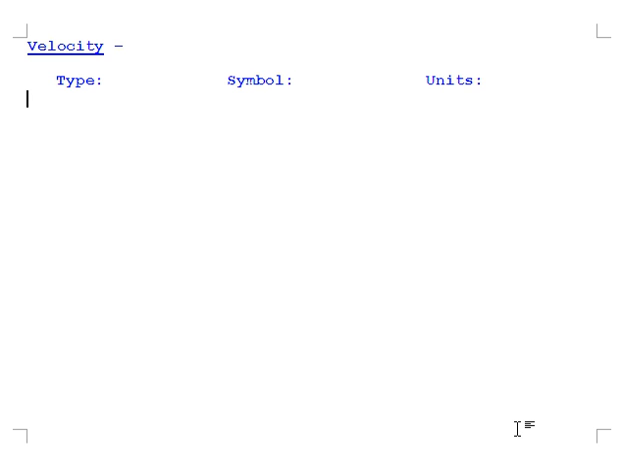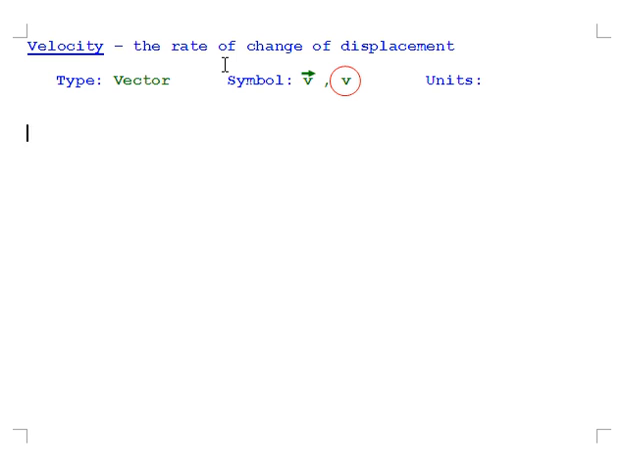So, taking those two ideas, keep them in mind because you're going to need them. Velocity is how quickly your displacement occurred, the rate of change of your displacement. V for velocity, it's a vector. The symbol should be a V with a little arrow on top, but we're just going to use a V instead. We'll skip the arrow. And here for units on velocity, meters per second.